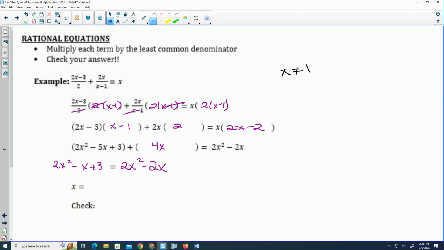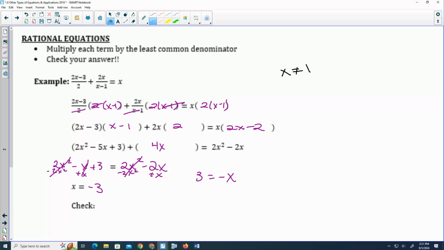If I subtract my 2x squared, what happens? Those are gone. If I add my x over, I need another line, 3 equals negative x. So then how do you find x? Divided by negative 1, so x is negative 3. Okay, how do you check them?